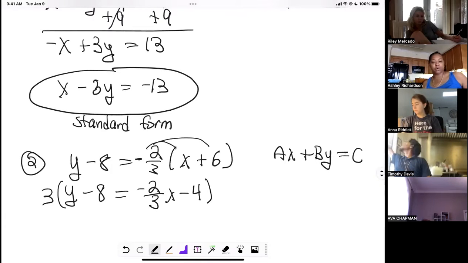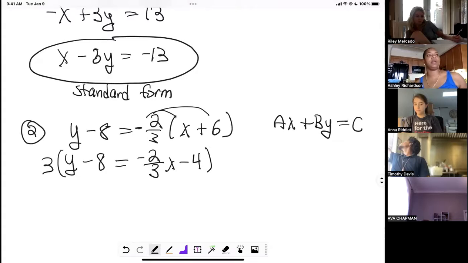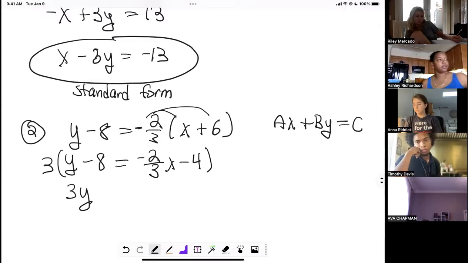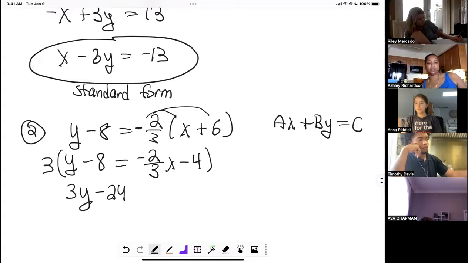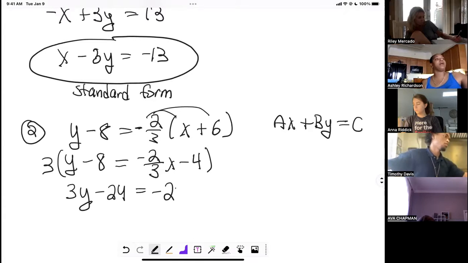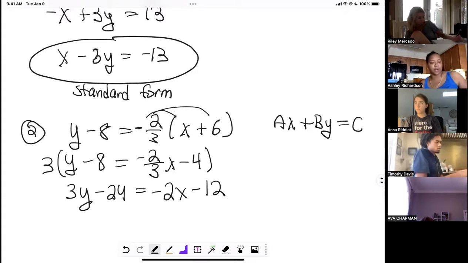That way I can get rid of any fraction I have. So 3 times y is 3y. 3 times -8, that's 24. Wow, 24, but it's -24. Okay, 3 times -2/3, that's going to be -6/3, which is -2x. And 3 times -4 is -12. So one, I got rid of my fractions.